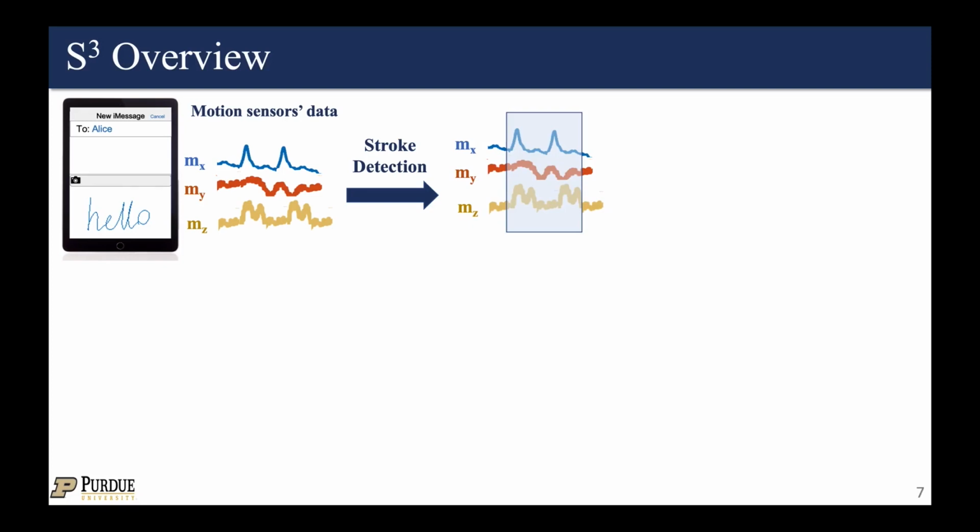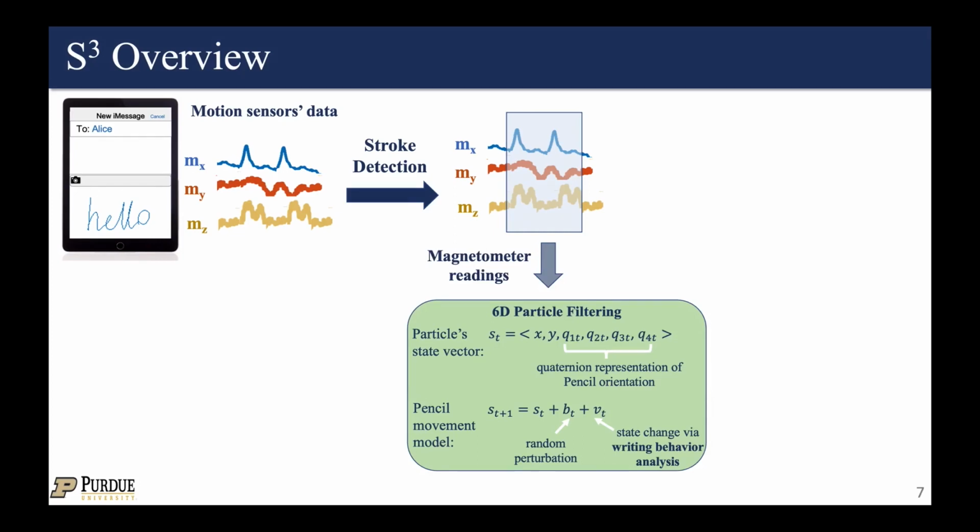To track the pencil's movement, we build a multidimensional particle filter which solely operates on the magnetic readings corresponding to the stroke. The particle state includes the pencil tip's location and the 3D orientation of the pencil represented as quaternion vectors. We randomly initialize the particles representing the pencil location and orientation all over the iPad screen and define the movement model for the pencil such that at each timestamp, the particle state is updated based on a human writing behavior model which predicts location and orientation changes based on the last few timestamps.